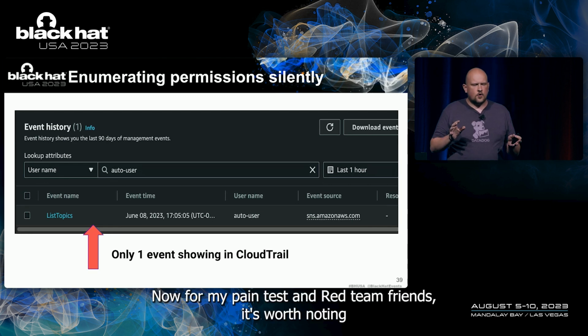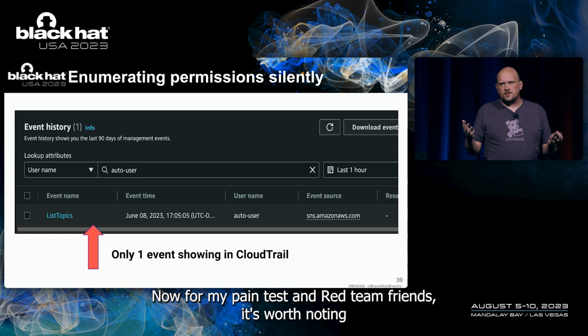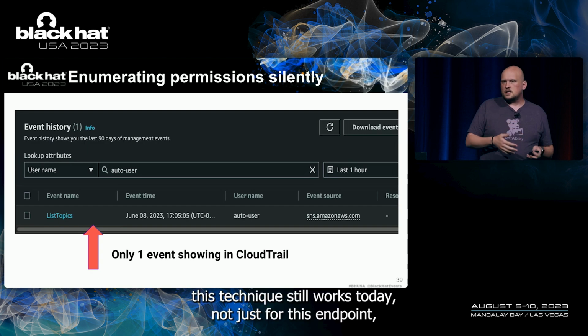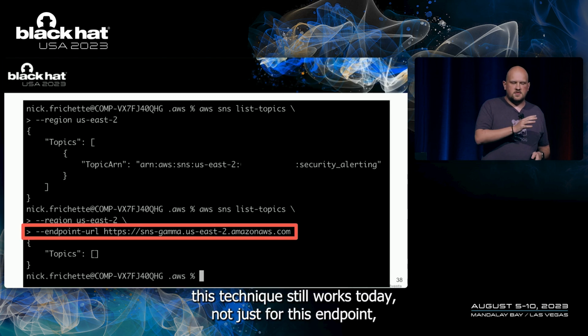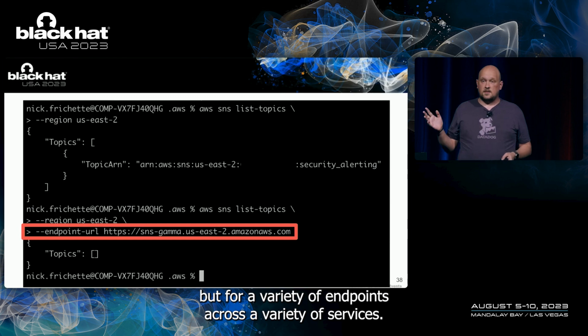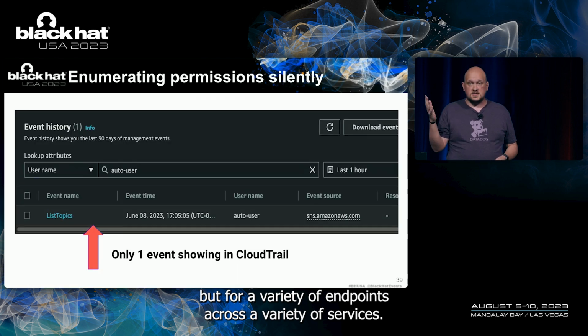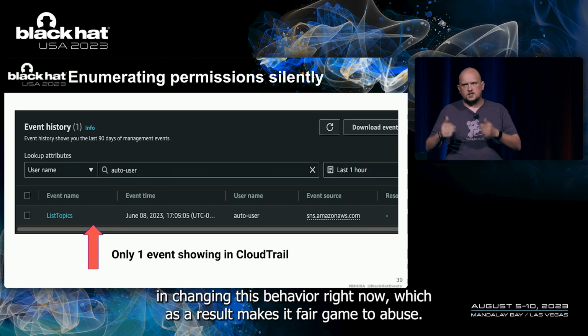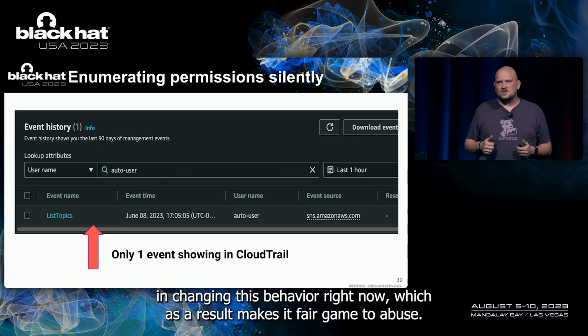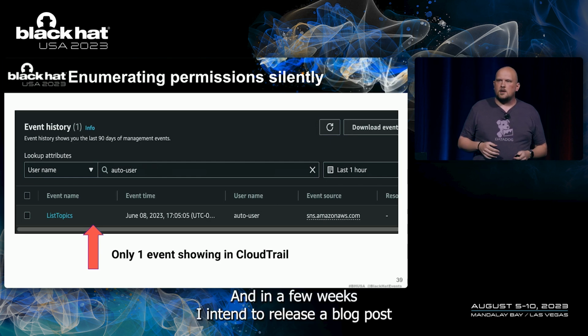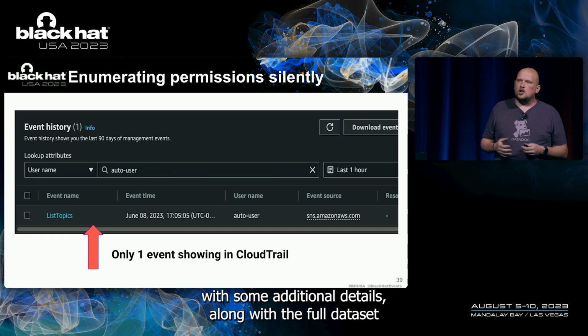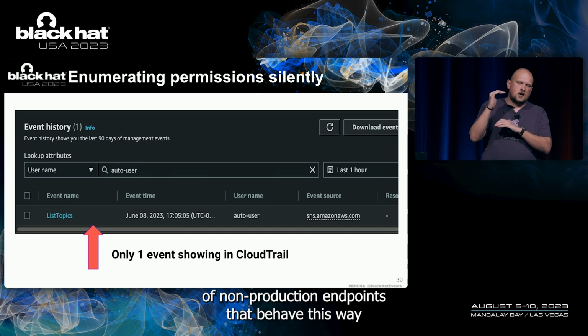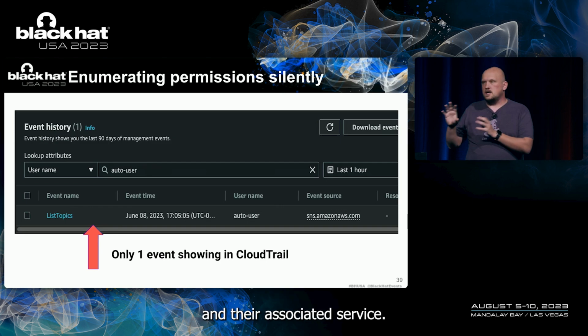Now, for my pentest and red team friends, it's worth noting this technique still works today, not just for this endpoint, but for a variety of endpoints across a variety of services. I did disclose this technique to AWS, who responded that they're not interested in changing this behavior right now, which, as a result, makes it fair game to abuse. And in a few weeks, I intend to release a blog post with some additional details, along with the full data set of non-production endpoints that behave this way and their associated service.